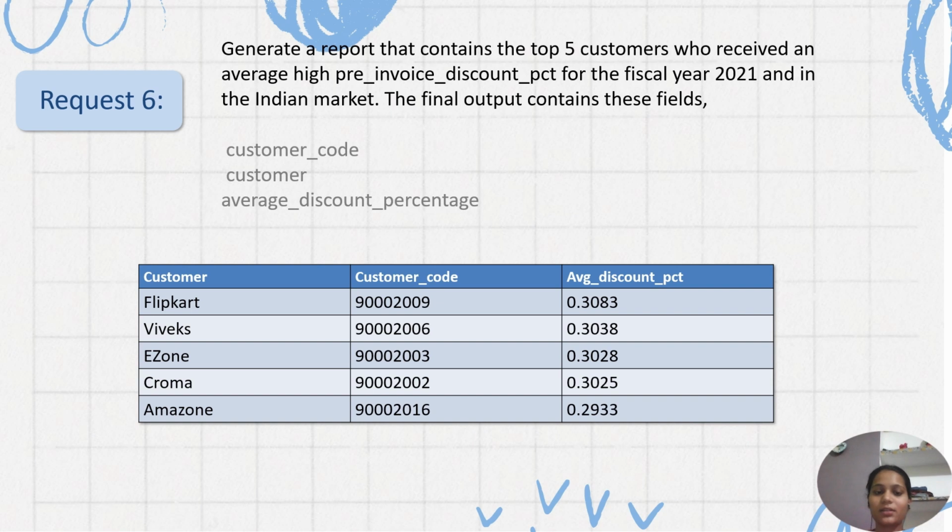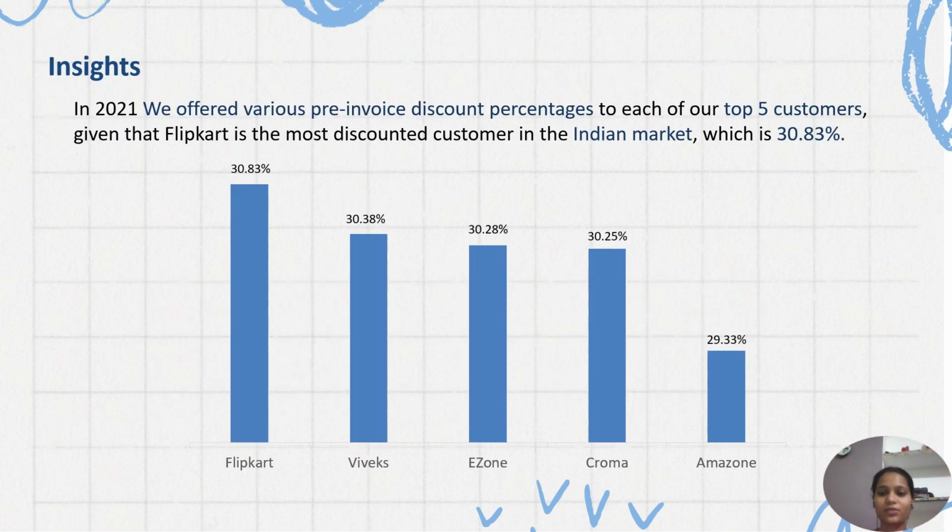Move to the next. Request number 6. Generate a report that contains the top 5 customers who received an average high pre-invoice discount percentage for the fiscal year 2021 in the Indian market. The final output contains these fields: customer code, customer, and average discount. We have 5 customers: Flipkart, Vijetha, Sonata, Croma, Amazon. Now let's move to the visual presentation.